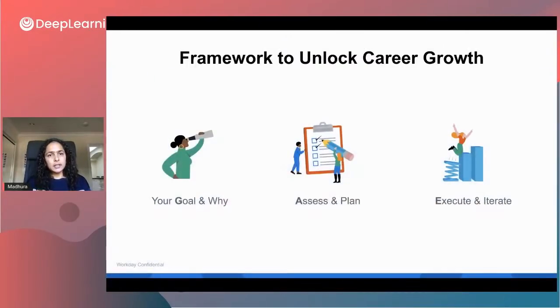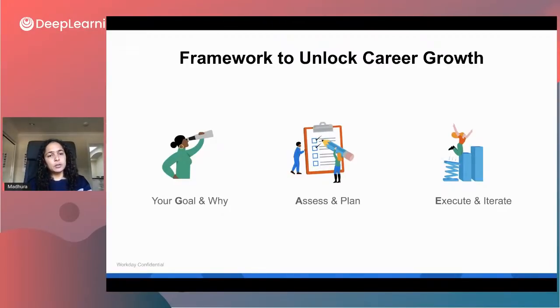There's really three pillars to the overall framework. The first pillar is spending time on your goal and the why. The second piece of the puzzle is assessing the gap between your goal and where you are, and based on that gap, coming up with a plan that's unique for you. And the third piece is really execution and checks along the way and iteration, same as you iterate on your models when you're building them out.